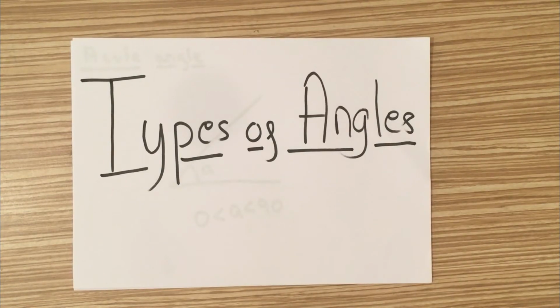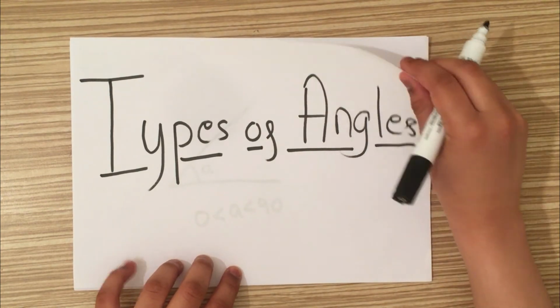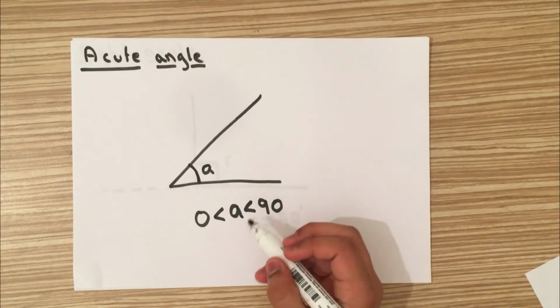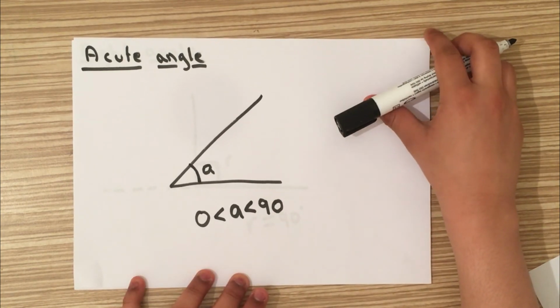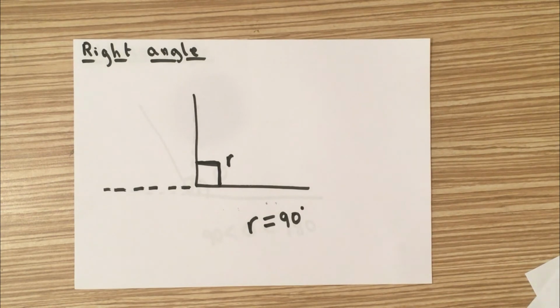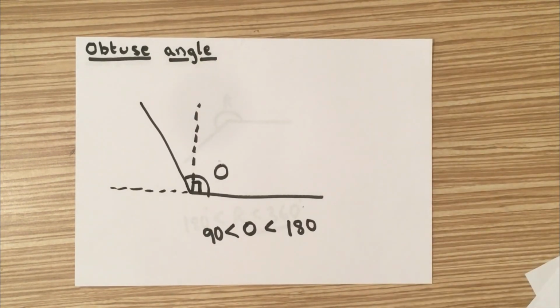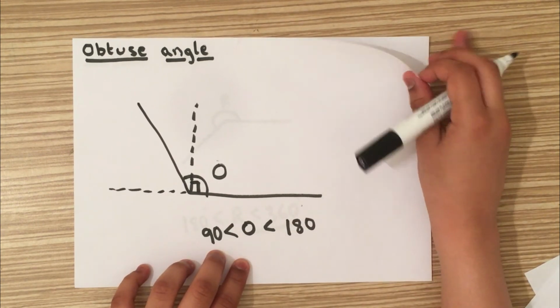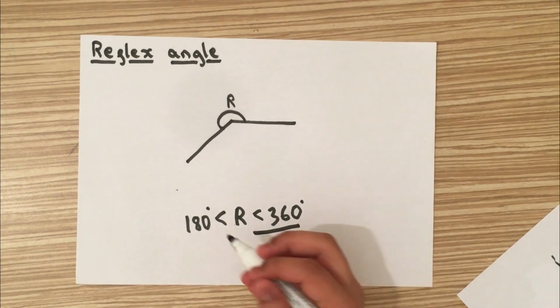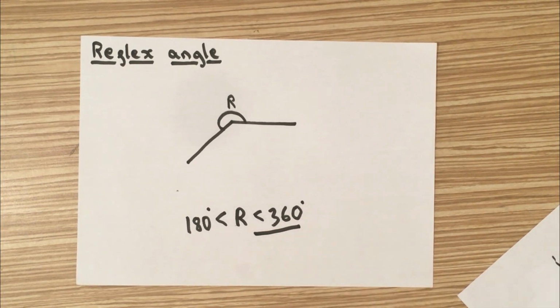Okay, so let's just quickly review all the types of angles. So we have acute angle, less than 90 degrees but greater than 0. Then we have right angle, which is equal to 90 degrees. Then we have obtuse angle, which is greater than 90 degrees but less than 180 degrees. We have reflex angle, which is greater than 180 degrees but less than 360 degrees.